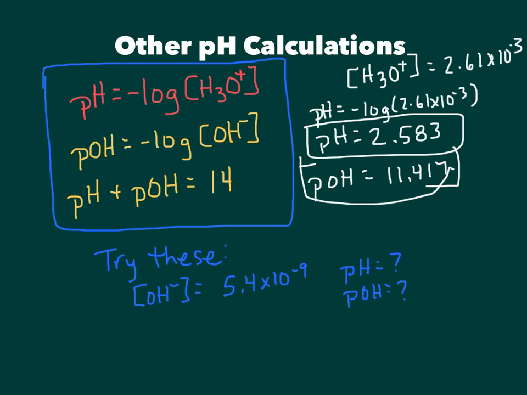Why don't you go ahead and do yourself a favor and try this one out. I'll give you the concentration of OH minus, and that's the concentration. Find the pH and find the pOH. Pause it and try that one out. So here are the answers to those. These are the basic parts of these calculations. We're going to get deeper on these, but you have to have these basics down first. So if you're not getting these, then you need to talk to me about it.